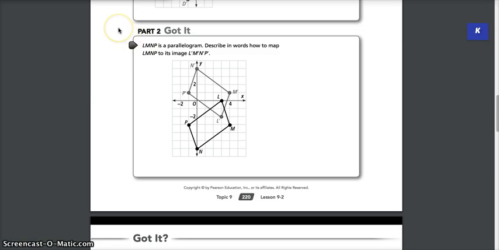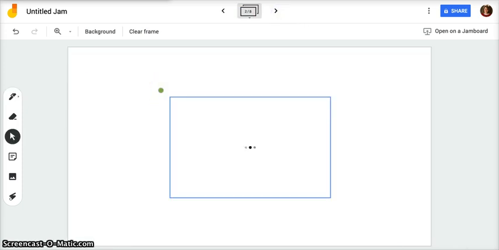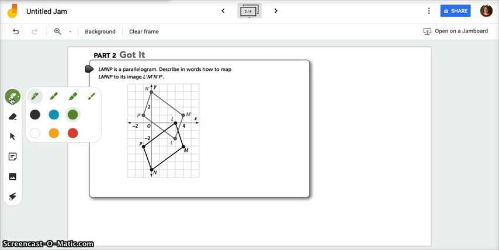Okay, for some reason part 2 is not opening up on my computer, so I'm just grabbing the example from the Got It book that you should have. And then we're going to do this problem together instead of the computer problem. Okay, so in this Got It example, it says LMNP is a parallelogram. Describe in words how to map LMNP to its image L prime, M prime, N prime, P prime. So LMNP is this darker black parallelogram, and then the new parallelogram is the light gray one.